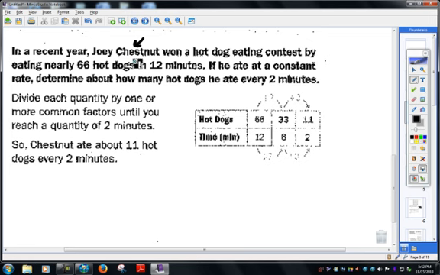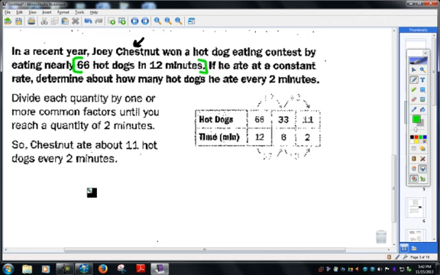In a recent year, Joey Chestnut won a hot dog eating contest by eating nearly 66 hot dogs in 12 minutes. I haven't eaten 66 hot dogs in a year. In 12 minutes, I don't know how they do it. It's crazy. So anyway, what I'm trying to get you guys to see is that's a ratio: 66 hot dogs in 12 minutes. If he ate at a constant rate, determine how many hot dogs he ate every 2 minutes.